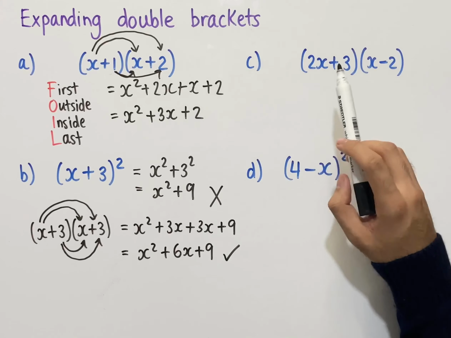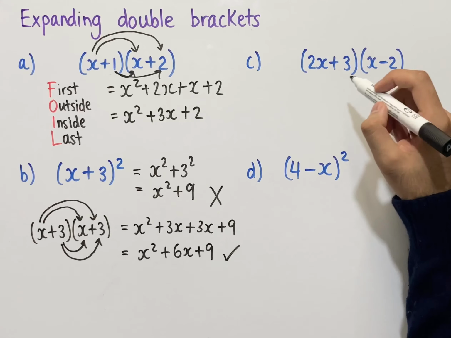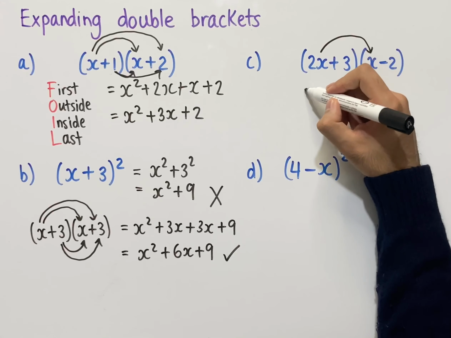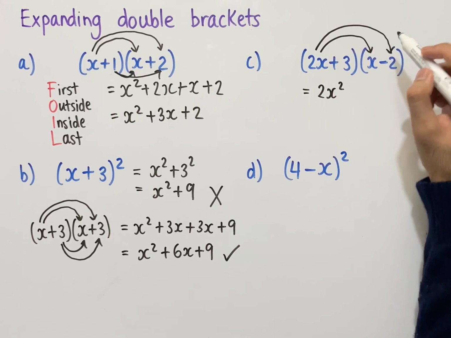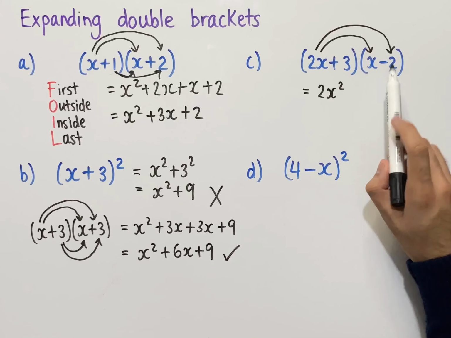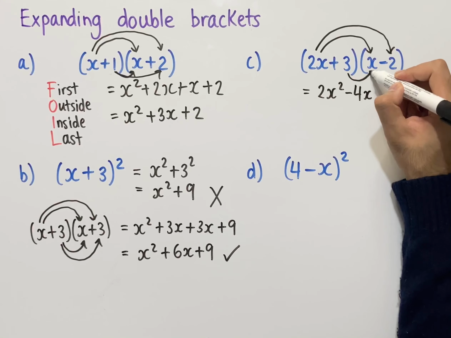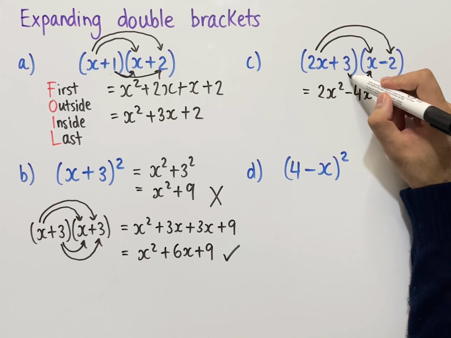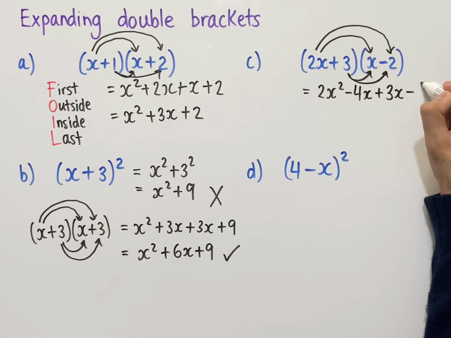Looking at the next example, we have 2x plus 3 in brackets multiplied by x minus 2 in brackets. Again, using the FOIL method, we start with the first term, so 2x times x, which gives us 2x squared. Then we look at the terms on the outside: 2x times, this time we've got a negative in front, so we need to include that. So 2x times minus 2 gives us minus 4x. Then the terms on the inside: 3 times x, which is 3x. And then the last terms: 3 times minus 2, remember we've got the negative sign, so 3 times minus 2 gives us minus 6.